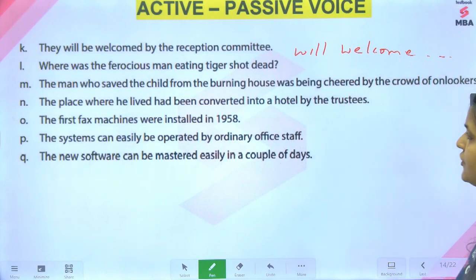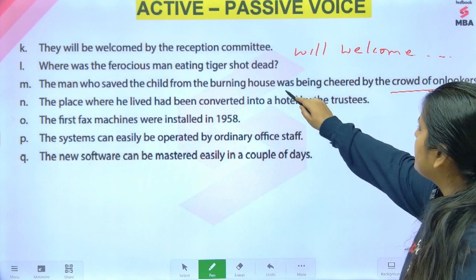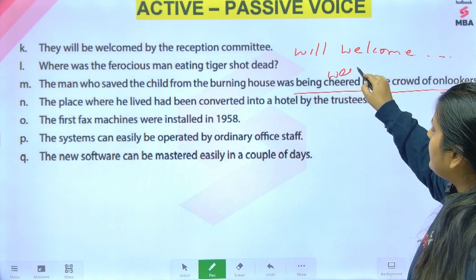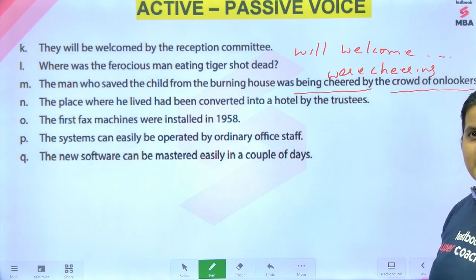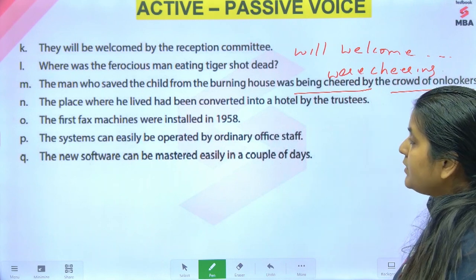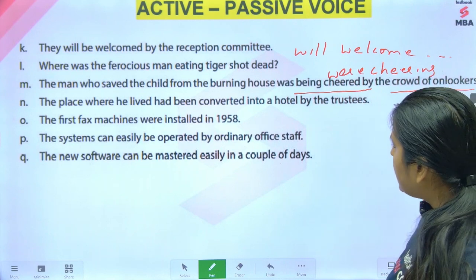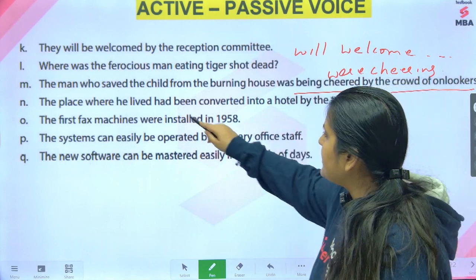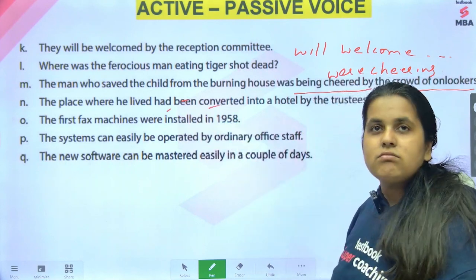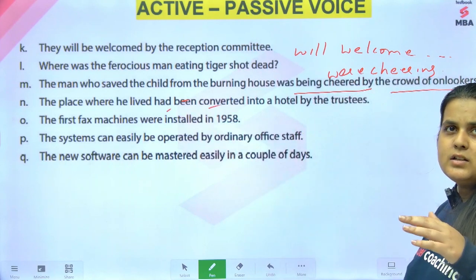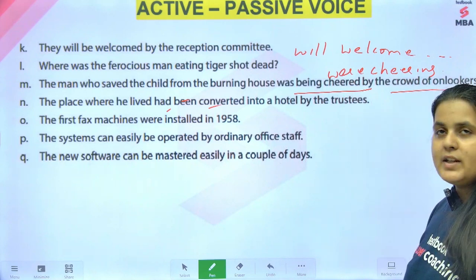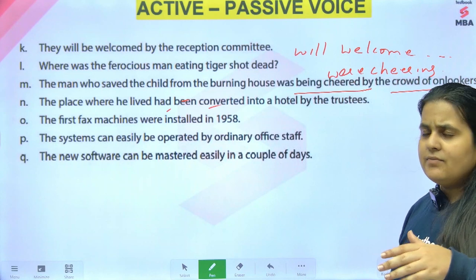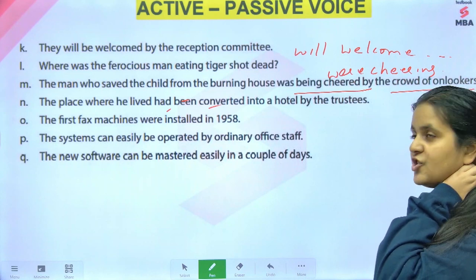The man who saved the child from the burning house was being cheered. So the crowd of onlookers were cheering. It is ING, so ING should remain. Were cheering, just remove the being form. The place where he lived had been converted into a hotel by the trustees. The trustees just had converted the place where he lived into a hotel. The first fax machines were installed in 1958. They installed the first fax machines in 1958.